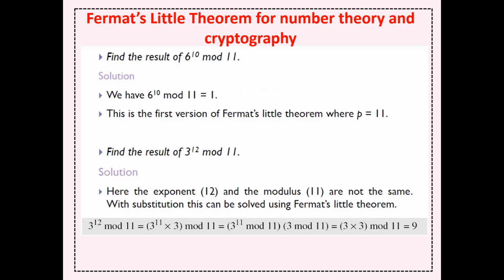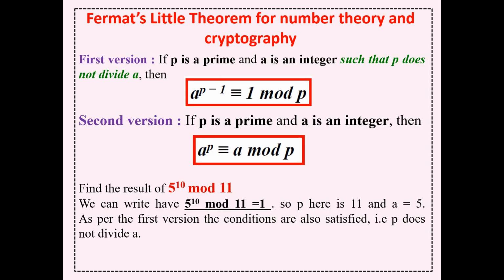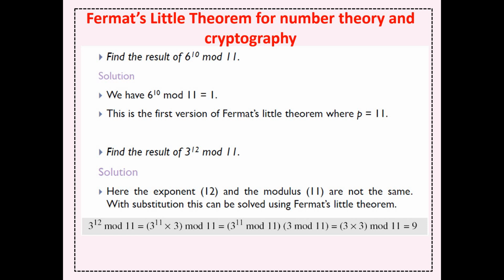So for example, we took these two small examples. One was 6 to the power 10 mod 11. In that, what we observed is that the power, 6 to the power 10, follows the first law, which is this one, a to the power p minus 1 mod p. If you observe here, p is 11 and p minus 1 is 10. So the power forms the first law, and without even computing anything, we can say it is 1.